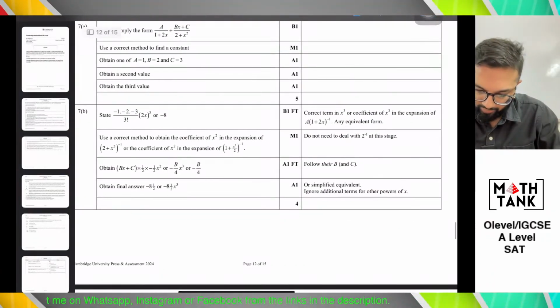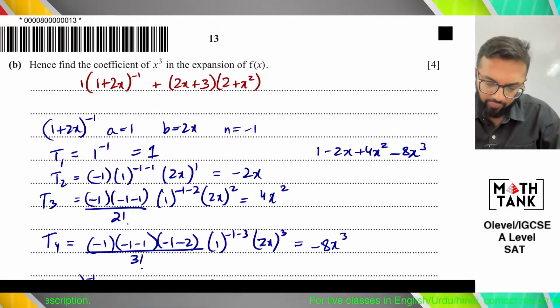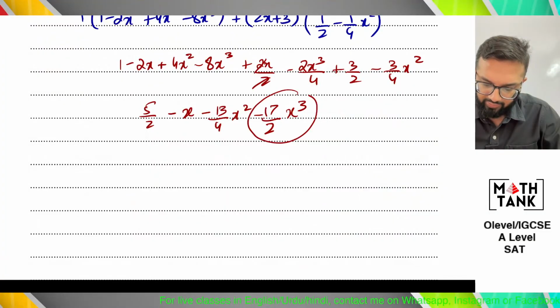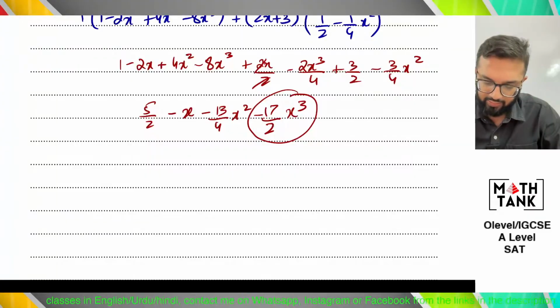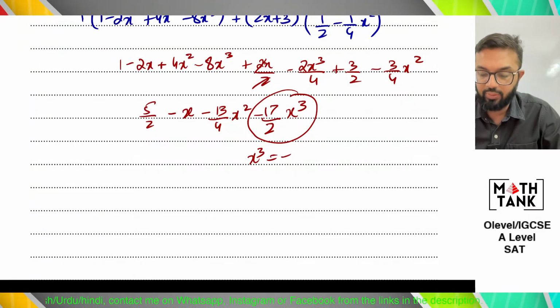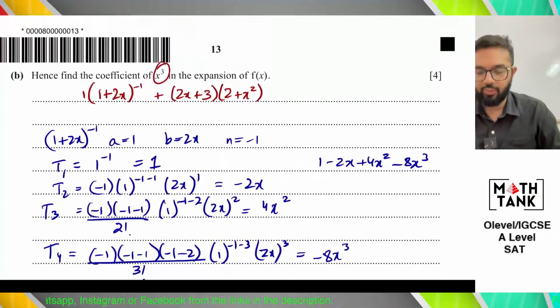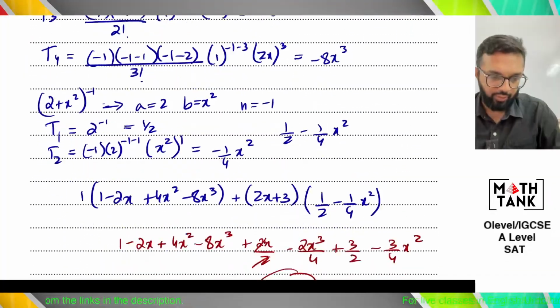Okay, let me check where my mistake is. Okay, this just says find the coefficient of x cube. My bad. So my x cube is coming out as minus 17 over 2. Yeah, that is the correct answer. So x cube is minus 17 over 2. I didn't notice the question. It said only x cube, but I would have had to do all of these things in order to reach that answer. There was no other shortcut to getting to that answer.